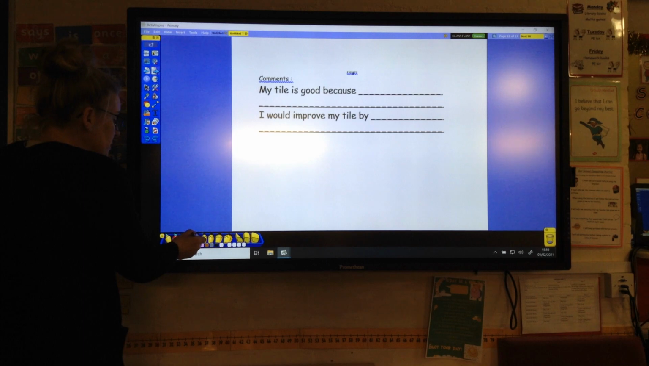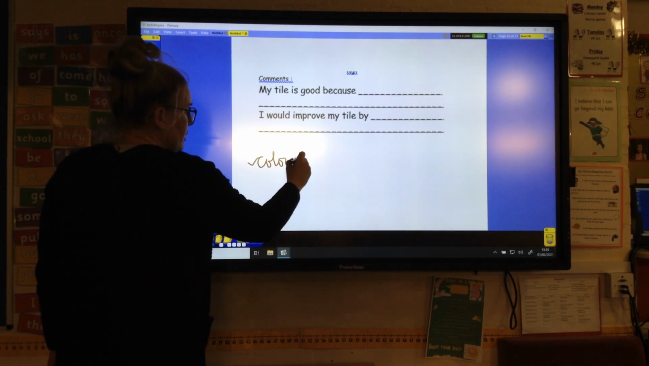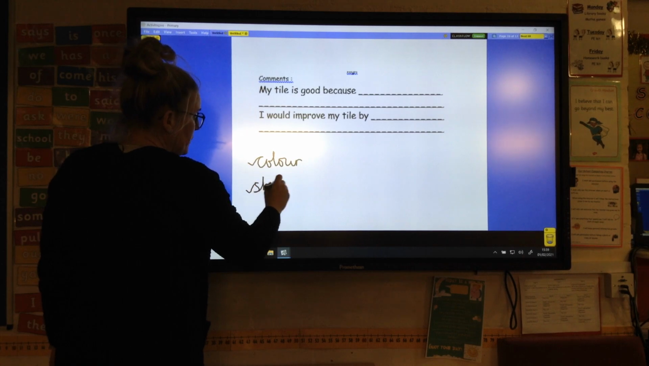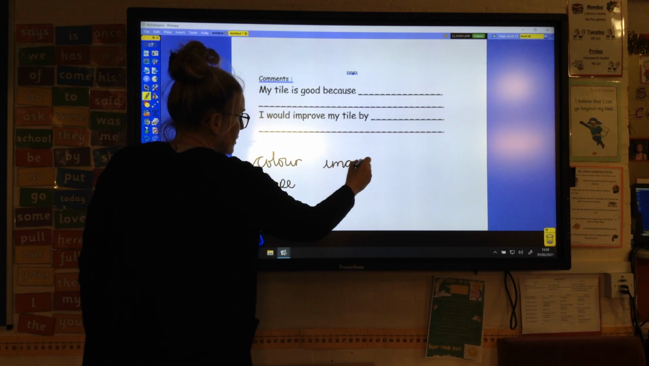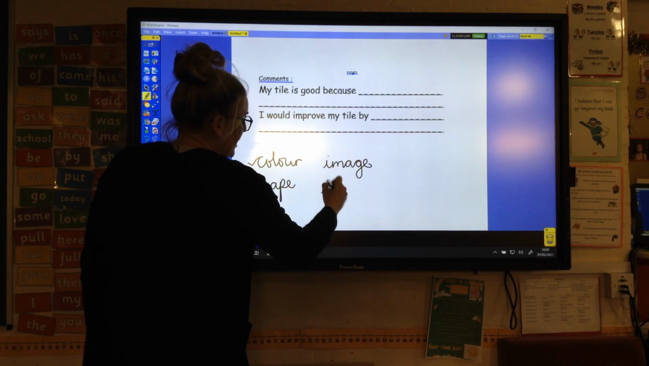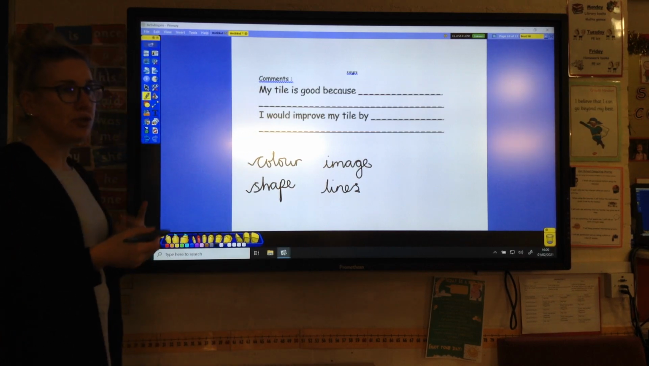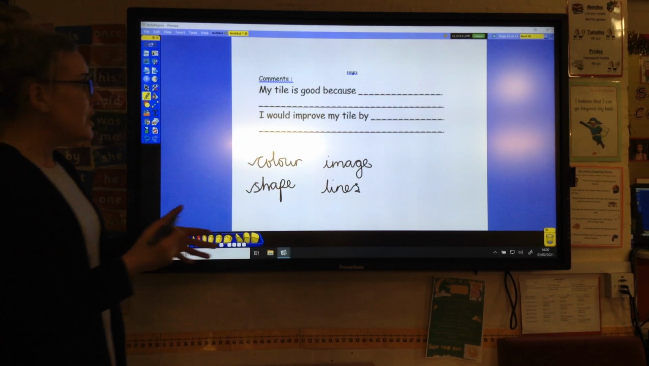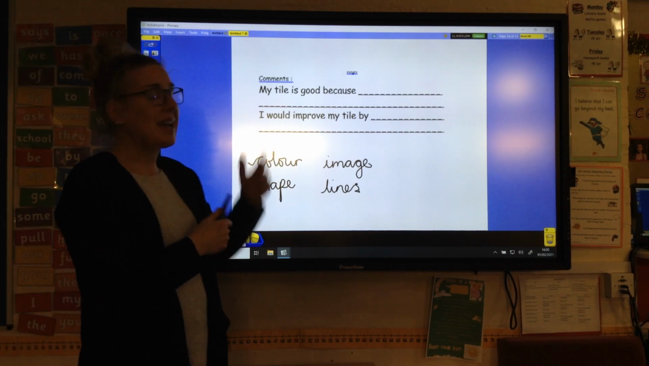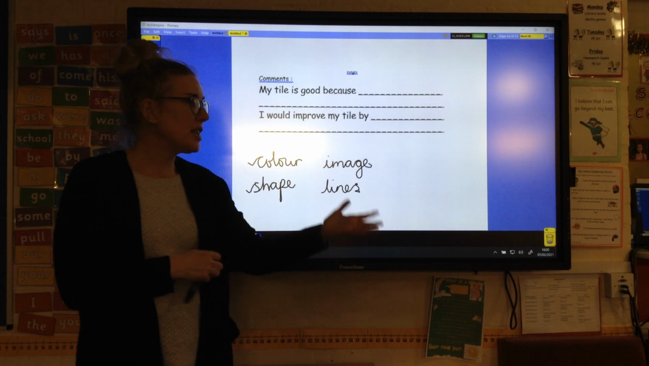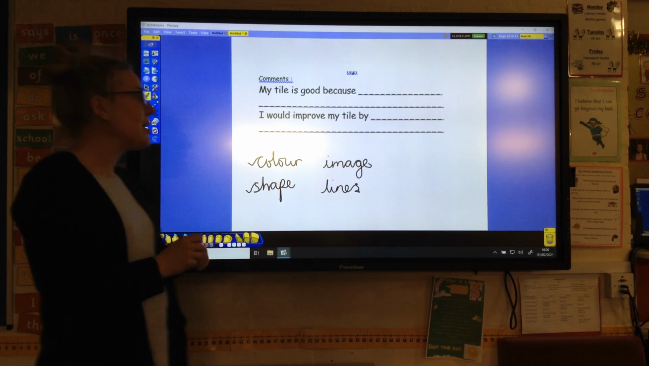Now think about some of those things we know about Gaudy. We know about colour, we know about shape, we were making an image, we were thinking about the lines that we used. So when you're doing your evaluation, try to use some of those words to make it better, so that you're really thinking about Gaudy. And how would you improve your tile? If I said to you we're going to make another one tomorrow, what would you do differently? What do you think would make it better?